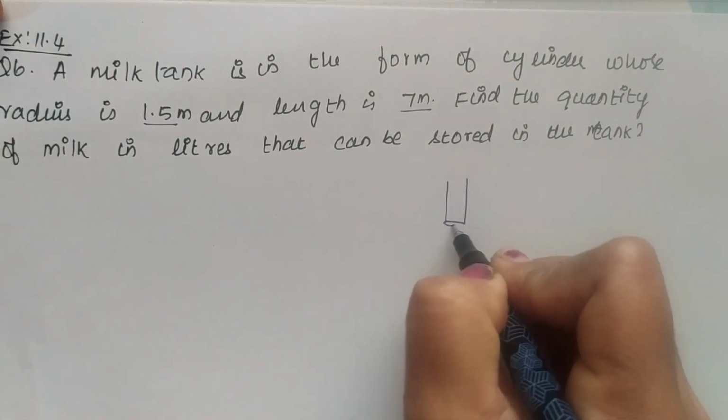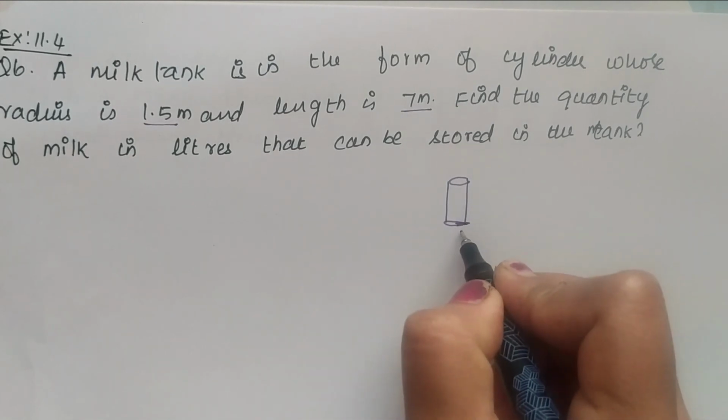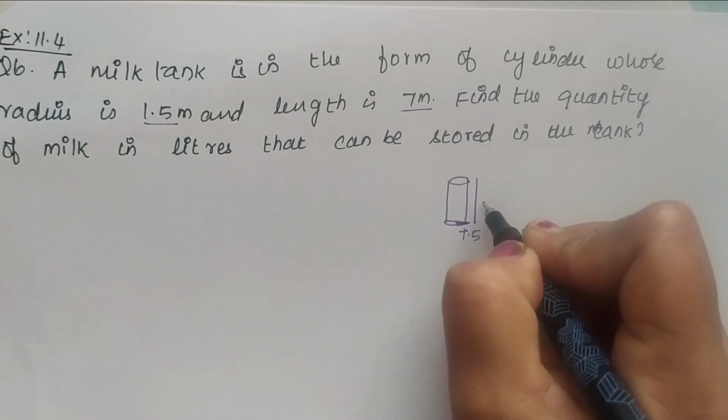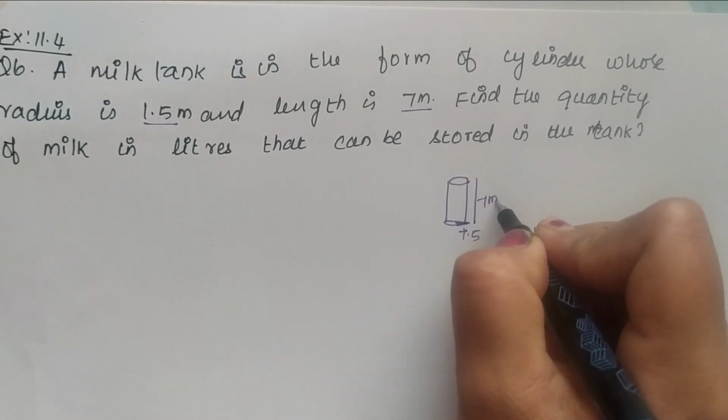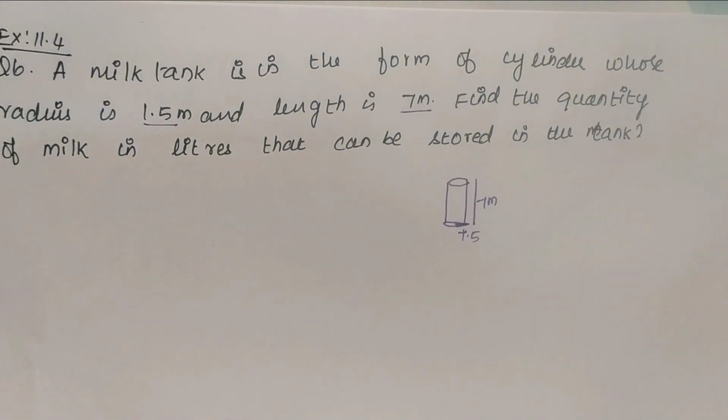Suppose this is the tanker, and its radius, this radius is 1.5, and this is the length, here the height of the cylinder. Length is height, so 7 meter, the height of the cylinder is 7. We have to find the quantity, the volume of the tanker in liters.